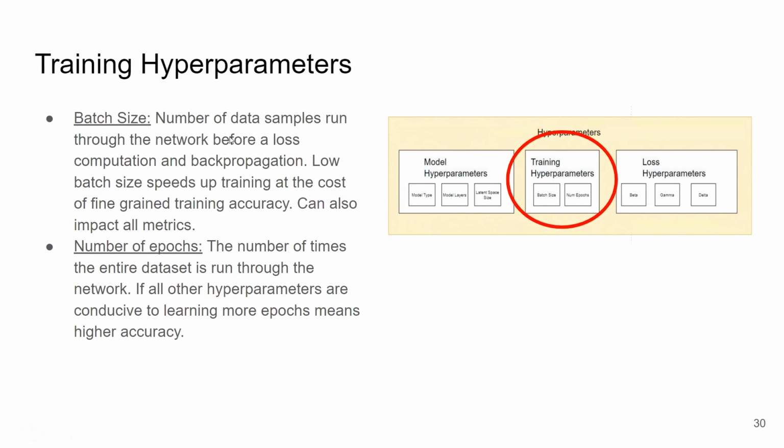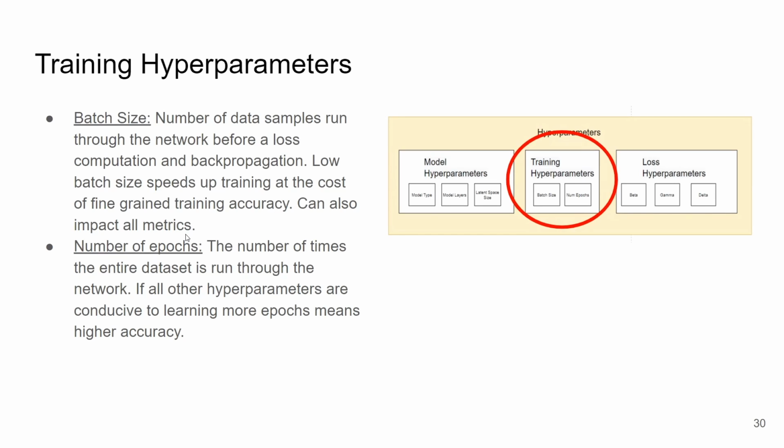Batch size. The batch size is the number of data samples that we run through the network before the computation and backpropagation. So with a low batch size, you speed up training at the cost of fine-grained training accuracy. Batch size can theoretically impact all of your metrics.